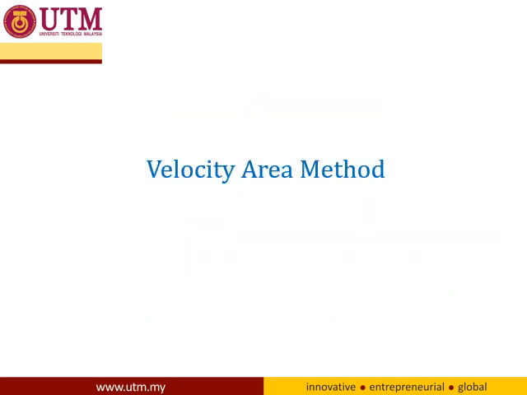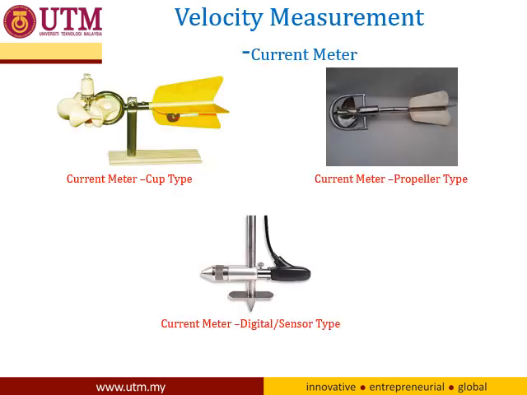Okay, so we go into the velocity area method. This is the most used way, even in consultation, or wherever we want to measure the discharge, the flow rate of a river. This is the most used method, the velocity area method. This method uses a current meter, so we need a current meter for measuring the velocity.